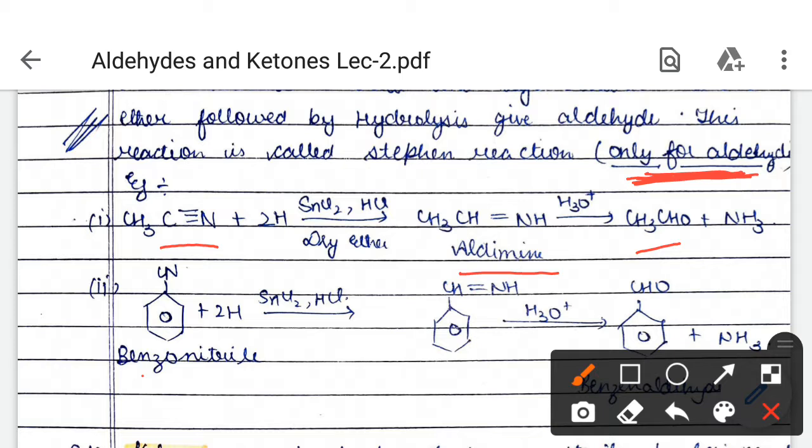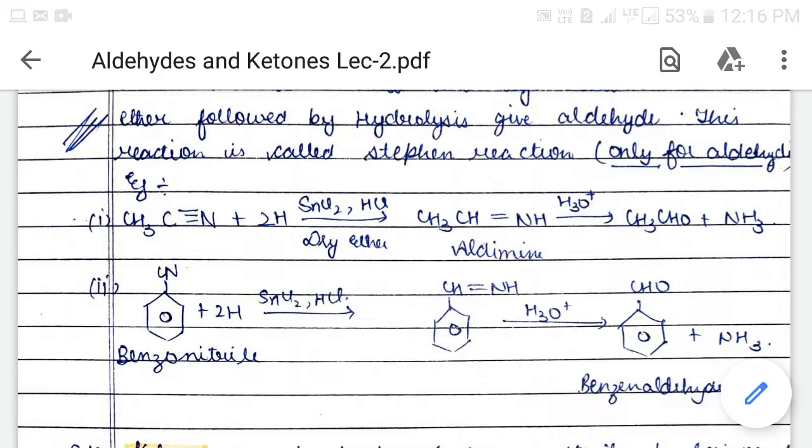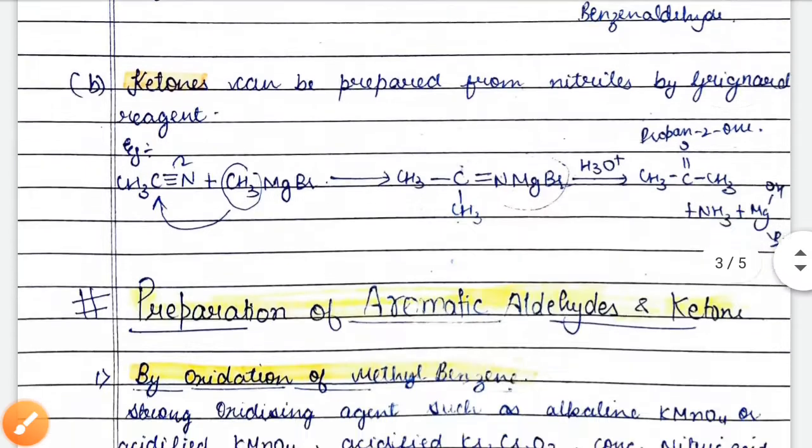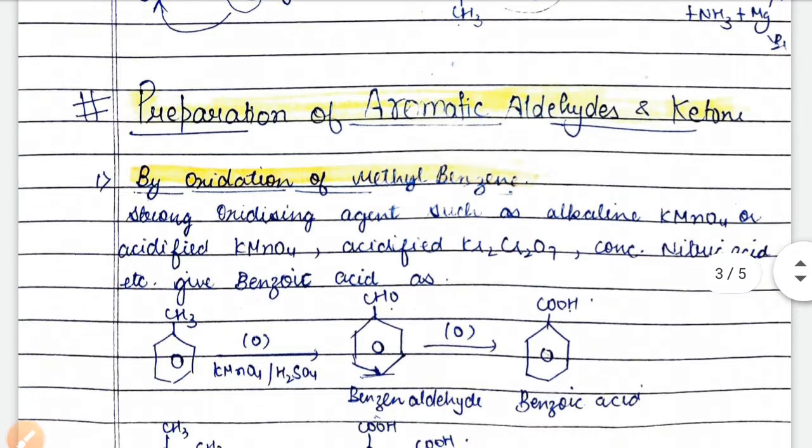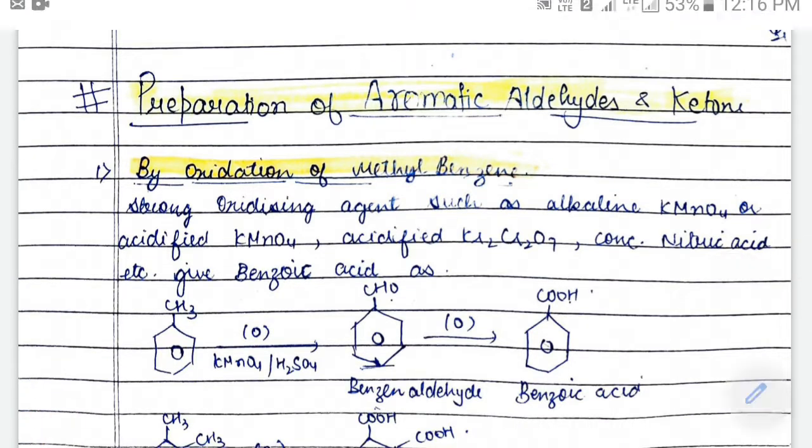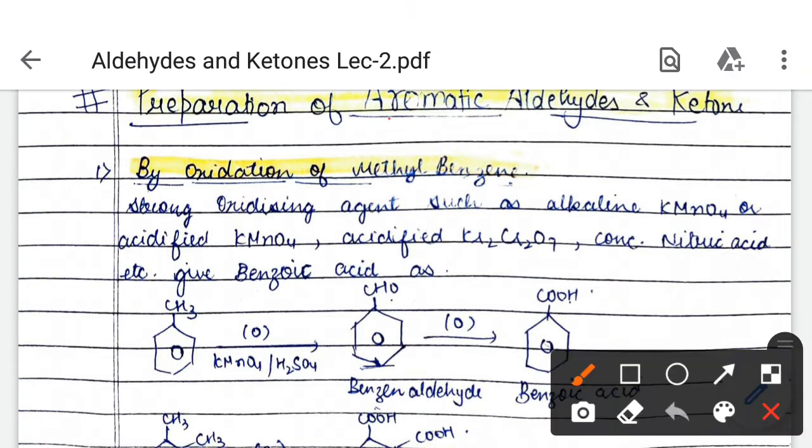Taking another particular example, that is benzonitrile, if it is treated with stannous chloride and then HCl and dry ether, we get this intermediate and then further the benzaldehyde. So this is all about the preparation of aldehydes and ketones which are aliphatic. Now the preparation of aldehydes and ketones which are aromatic. For aromatic, we have different methods.